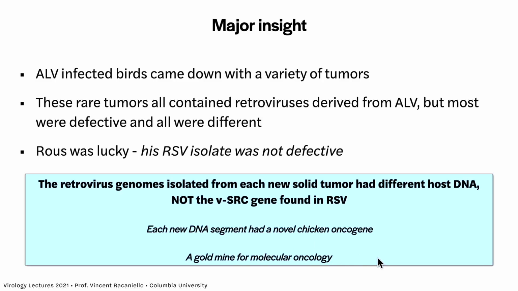A gold mine for molecular oncology, because now we can say, look at all these genes. If a virus picks them up, they can cause transformation and eventually a tumor, right? These chickens have tumors, but the virus is starting them on their way to having that tumor.